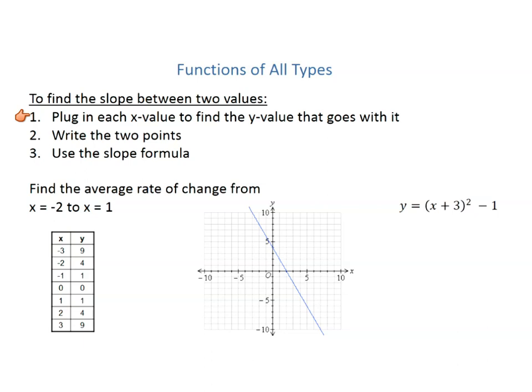First, you're going to plug in each x value because you're usually going to be given something like this. Find the average rate of change from x equals -2 to x equals 1. So you're going to plug in each x value to find the y value that goes with it. Because we don't just need 2 values, we need 2 points. Then you're going to write the 2 points and use the slope formula. So just as a reminder, here's your slope formula.